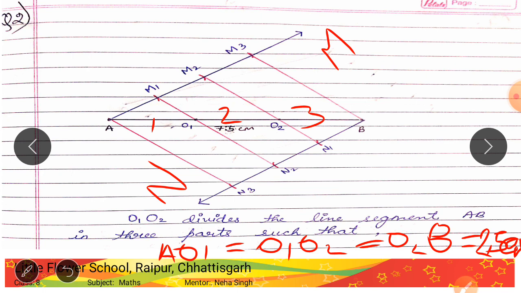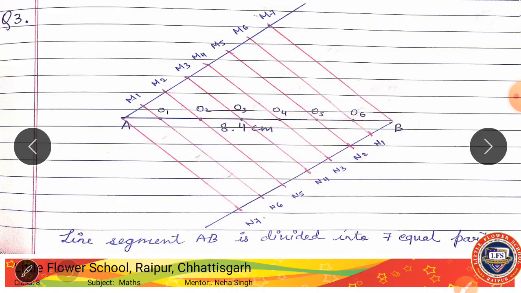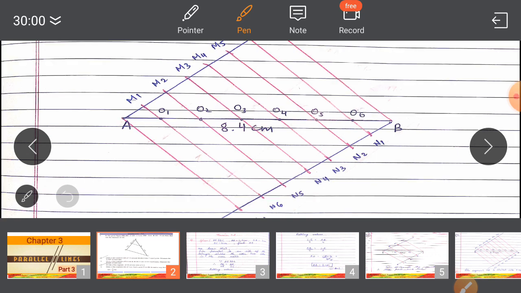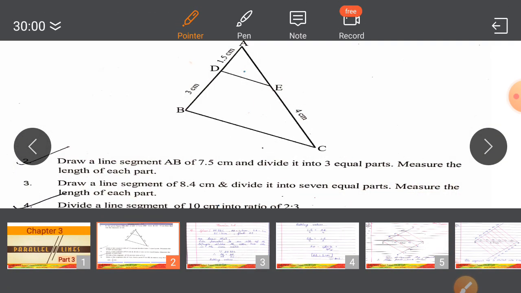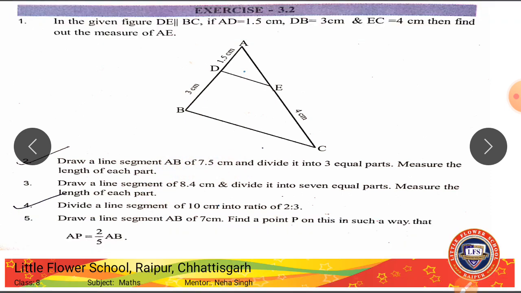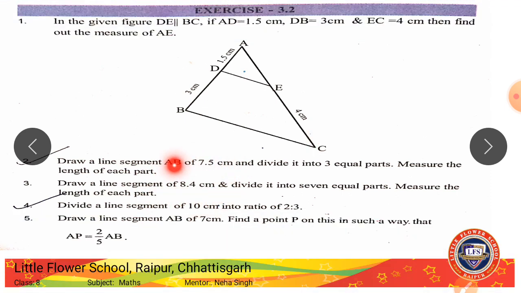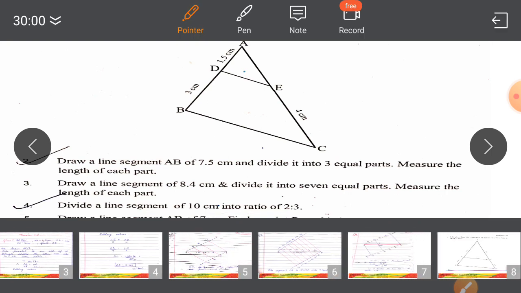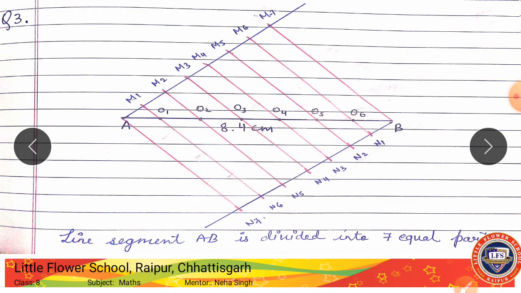Okay. Now as I said, third question is also similar. The only difference will be measurements. What measurement we have to take for third? Draw a line segment AB of 8.4 centimeter. First we were drawing the line of 7.5 centimeter for second question. For this question we have to draw it in 8.4 centimeter. Before we divided it in 3 equal parts. Now here we have to divide it into 7 equal parts. Okay, so method is same. Let us move on to the third question. First step, we will draw a line AB of 8.4 centimeter.